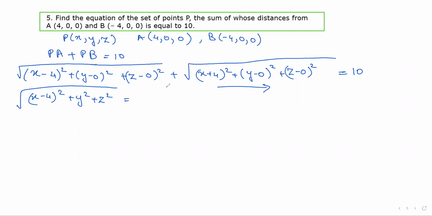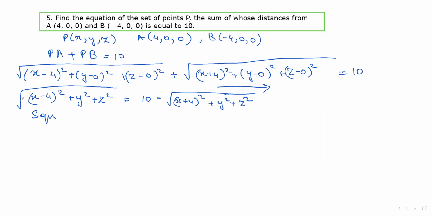Is equal to, you're taking this term on the right hand side, you have 10 minus root of (x plus 4) whole square plus y square plus z square. Now I would have made different changes in this statement itself, but then that wouldn't give you a better picture as to why I'm doing what I'm doing. So I've calculated it first and then we'll make the changes.